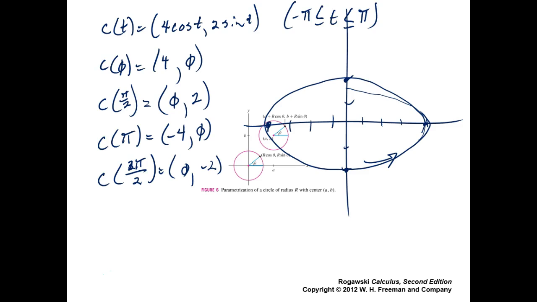A parametric curve, C of t, is also called a path. I think we've been calling it that.